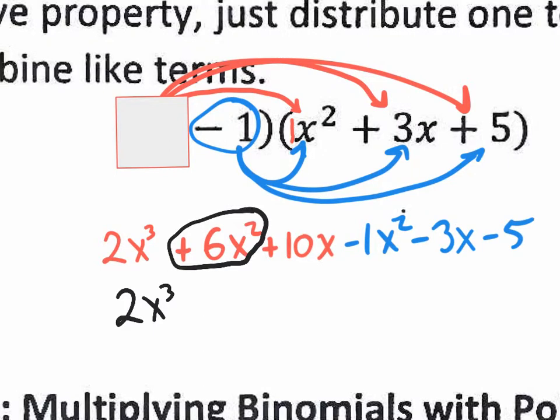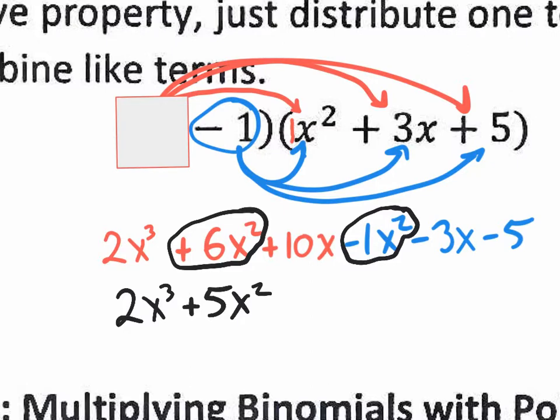And now let's move on to the next highest exponent, 6x squared. I want to combine that with the negative 1x squared. And what do we get? 5x squared, right? Positive 5x squared. If you have $6 and you take away one of those dollars, you're going to end up with $5. But in this case, x squares.